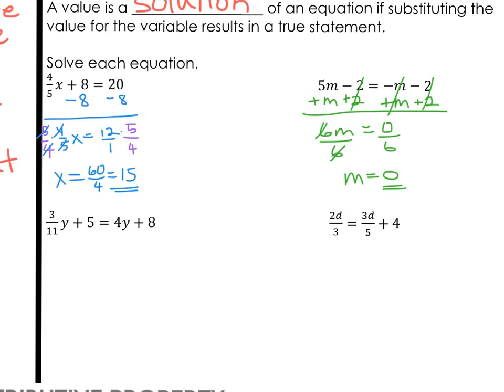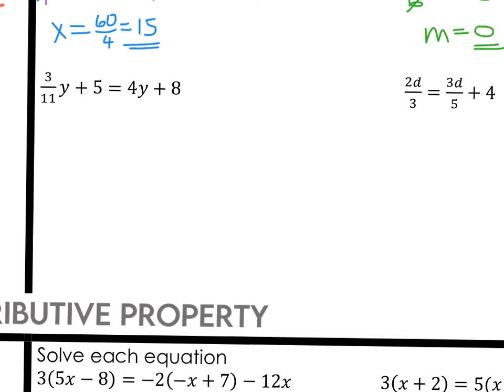All right, let's try the 2 down below. I see lots of fractions and variables here. For example 3, we have 3/11 y plus 5 is equal to 4y plus 8. Taking a look at the two variables, if we want to get them on the same side, typically a good plan would be to move the smaller variable or the smaller coefficient over to where the bigger coefficient is. And in this case, that would happen by moving the 3/11 y over using subtraction.